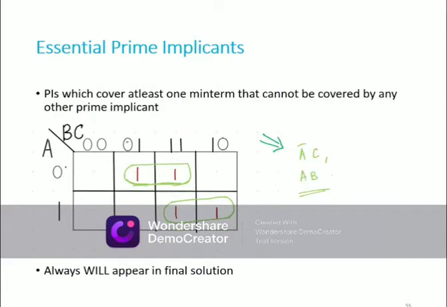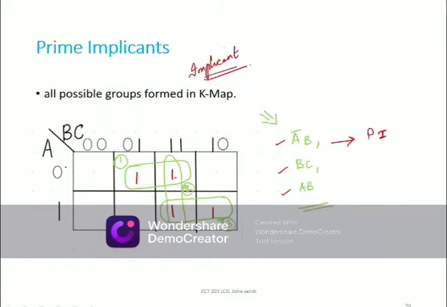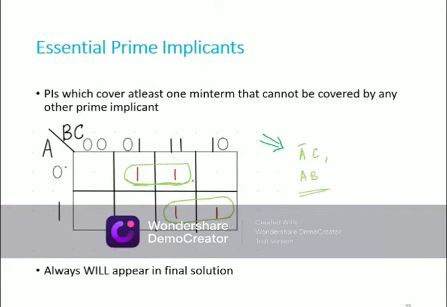The next one is essential prime implicants. What it means is that in this example that you just saw for the prime implicants, did you notice that the second group here is actually totally unnecessary? It is not essential, isn't it? Therefore, those groups that are really essential, that are really required, are referred to as essential prime implicants. Now, that is not a proper way of defining it.